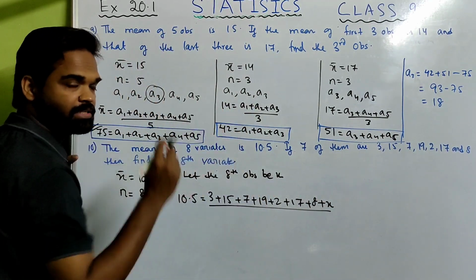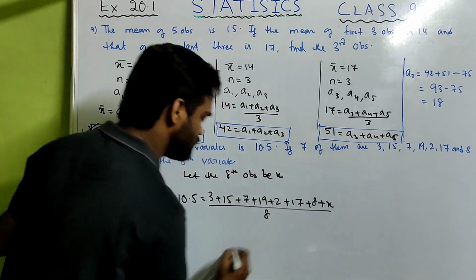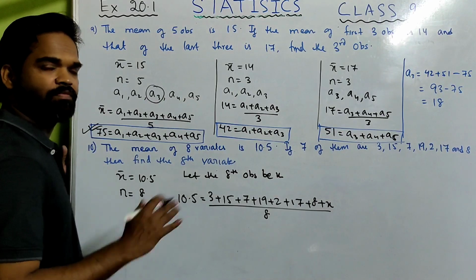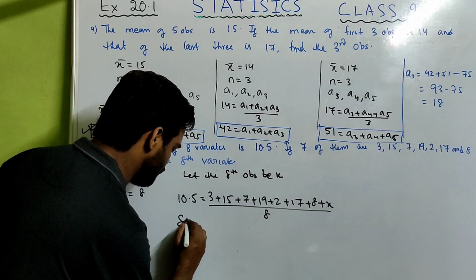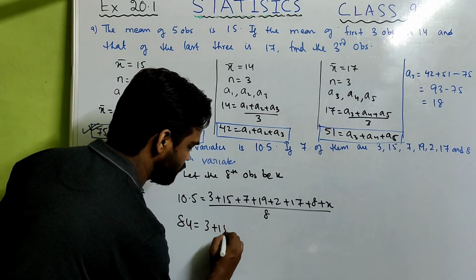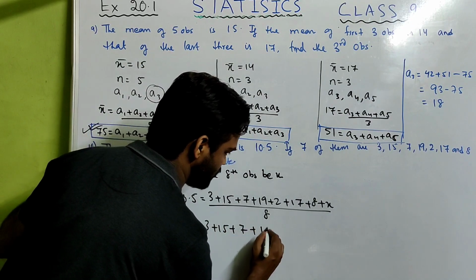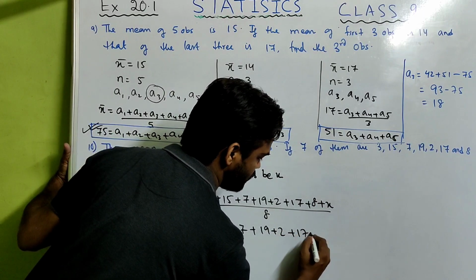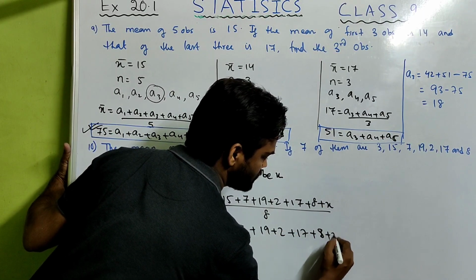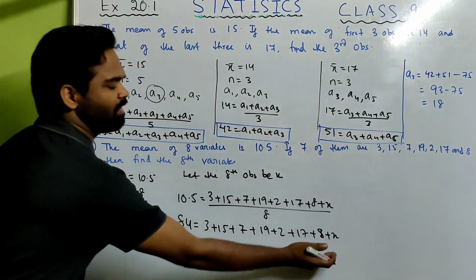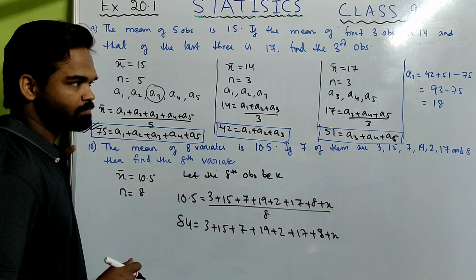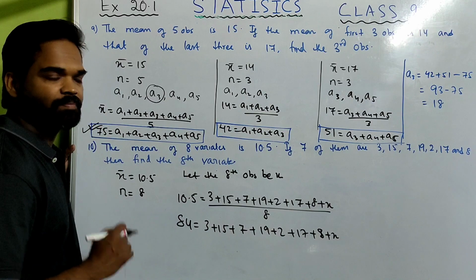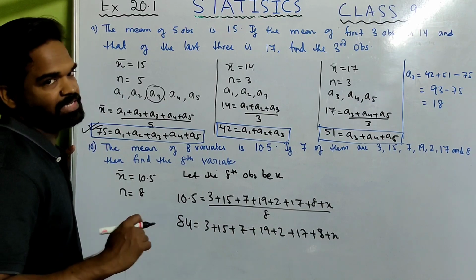That's your 8 observations, divided by 8. So 8 into 10.5, that's 8 tens are 80 and 0.5 is 4. So 84 is equal to 3 plus 15 plus 7 plus 19 plus 2 plus 17 plus 8 plus x. Now you can easily solve. Find the value of x. That will be your 8th observation. Okay, this was pretty easy. Now let us look at the next sum.